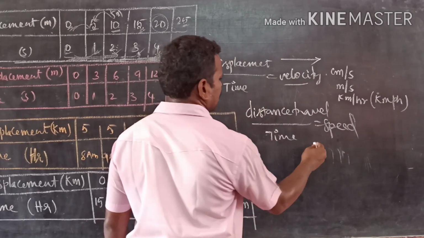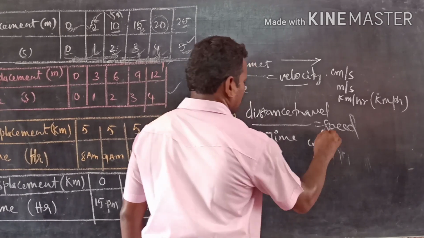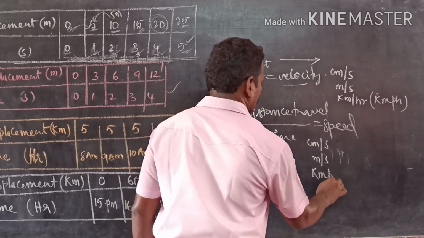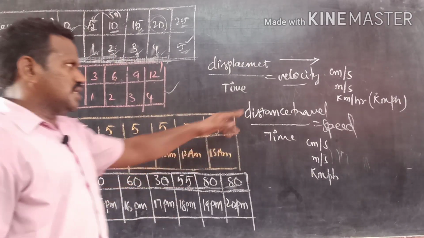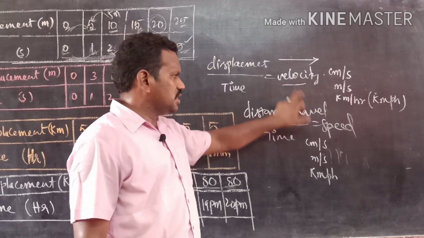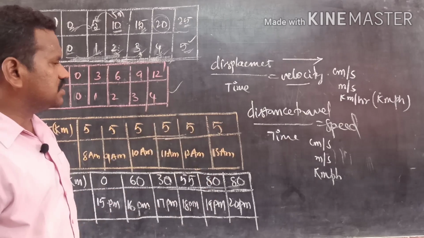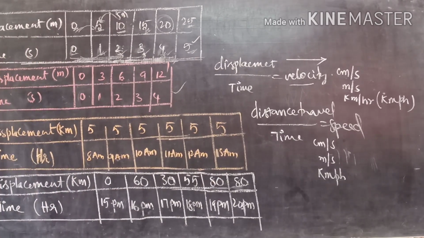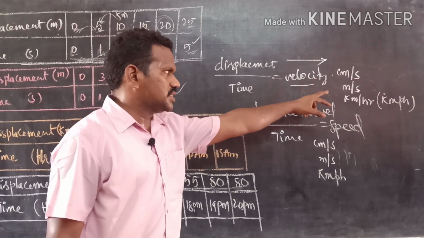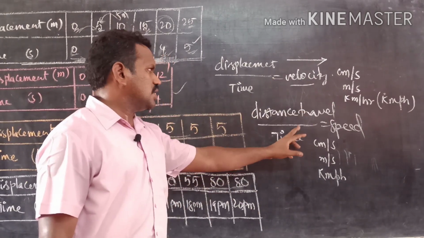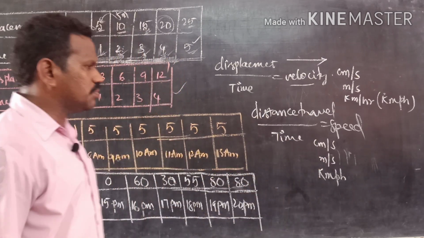The same units will be there for speed also: centimeter per second, meter per second, or kilometer per hour, kmph. Once again, velocity is a vector quantity, whereas speed is a scalar quantity. These are the main differences between distance, velocity, and speed. Velocity is measured in centimeter per second, meter per second, kilometer per hour, whereas speed is also measured in centimeter per second, meter per second, and kilometer per hour.